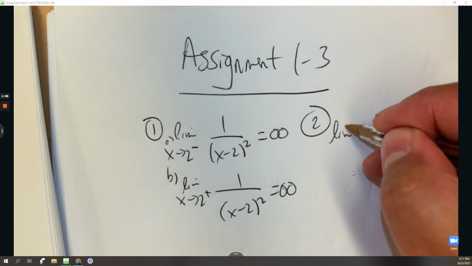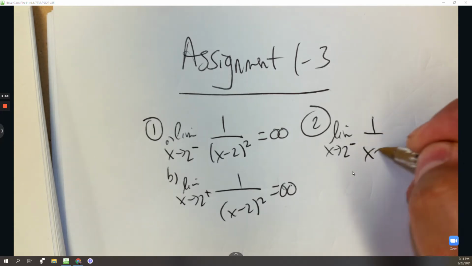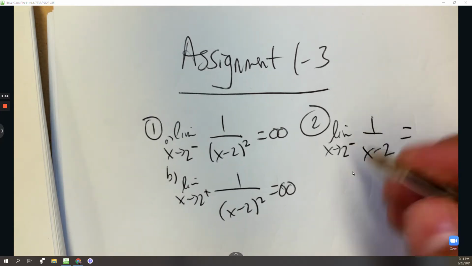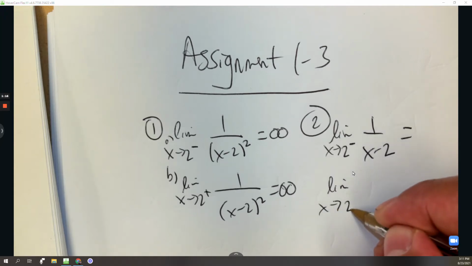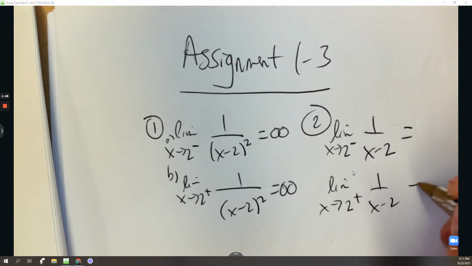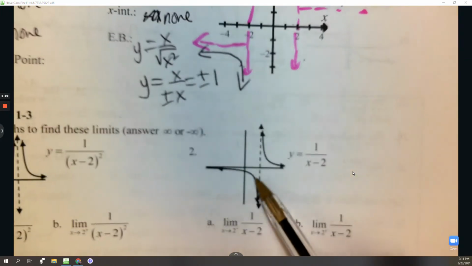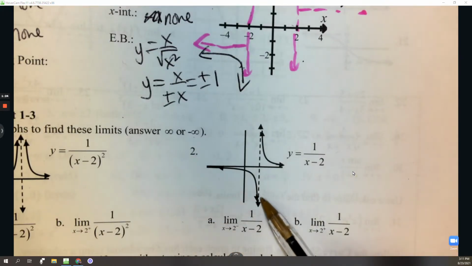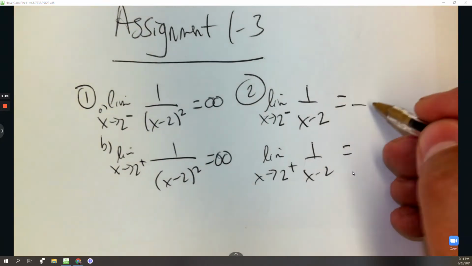Number 2, the limit as x approaches 2 from the left of 1 over x minus 2. And you might as well do the other one right away. The limit as x approaches 2 from the right of the same function. So in other words, if I look from the left, where is it going? Here's the graph. From the left, it's going to negative infinity. And on the right, it's going to positive infinity.